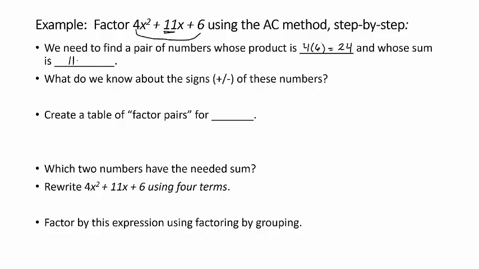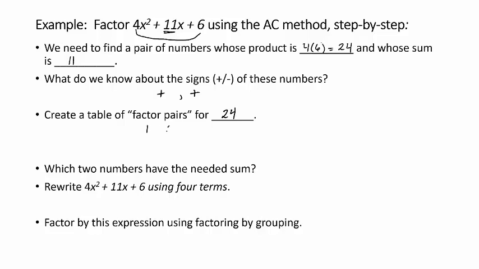Okay? And so what do we know about the signs of the numbers before we even try to find them? I know that the last term, the constant term, is positive 6. So both of the numbers either have to be positive or they both have to be negative. The middle term is positive, so because of that, I know that both of the numbers have to be positive. Okay, so we are trying to create a table of factor pairs for positive 24. And they both have to be positive.